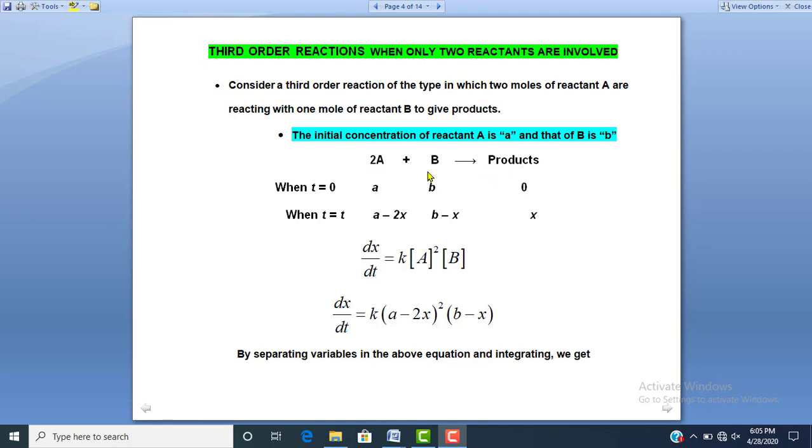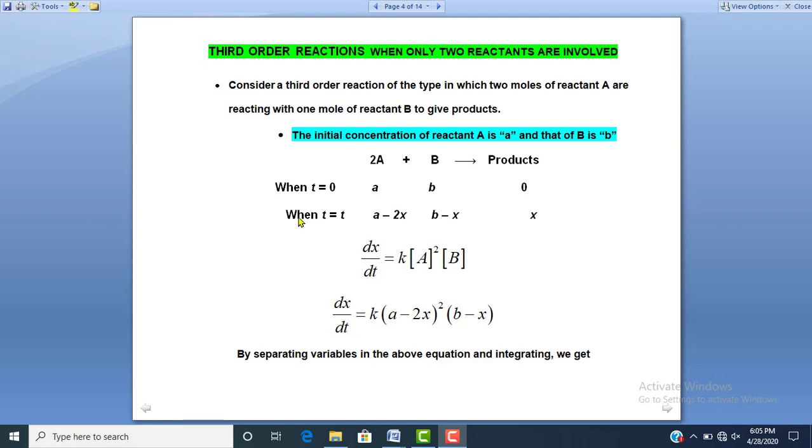In the previous lecture you studied, we had 3 reactants A plus B plus C, where A and B concentrations are the same and C is different. But here we have only 2 reactants A and B. We don't have a third reactant C. So this is the third category of the third order reaction when only 2 reactants are involved.